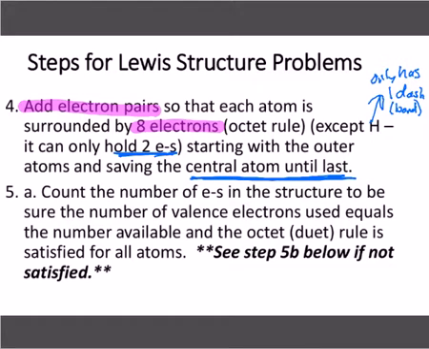And then step 5, you want to count up the total number of electrons you have in the structure and make sure that the octet rule is satisfied for all atoms. This is as far as we're going to go with our rules today. If they're not satisfied with these rules, then we will go on to another step and we'll talk about that tomorrow. All right? So now we're going to practice.